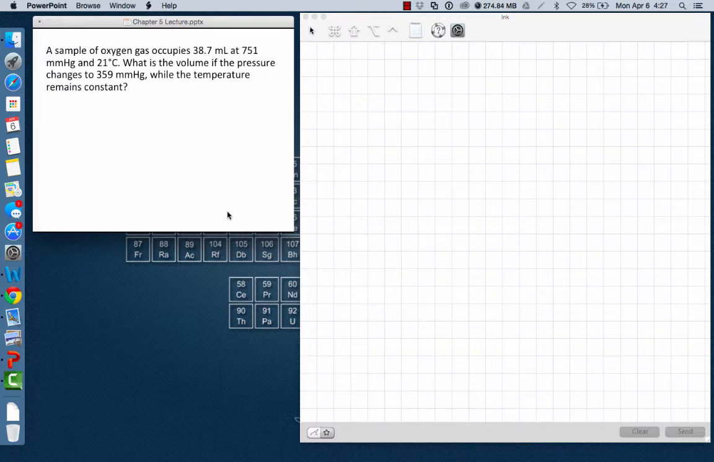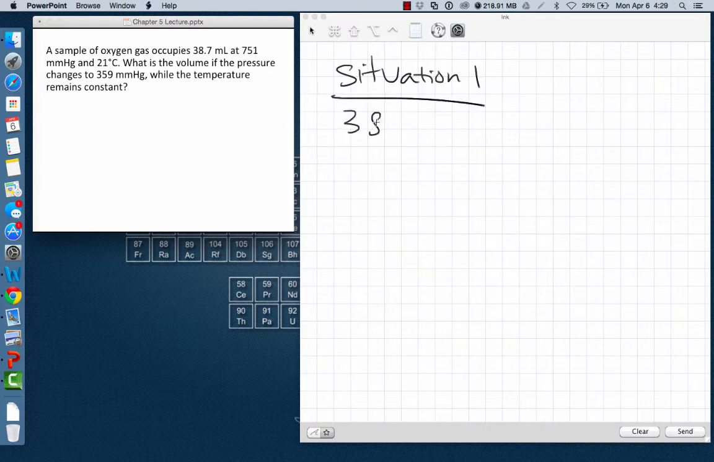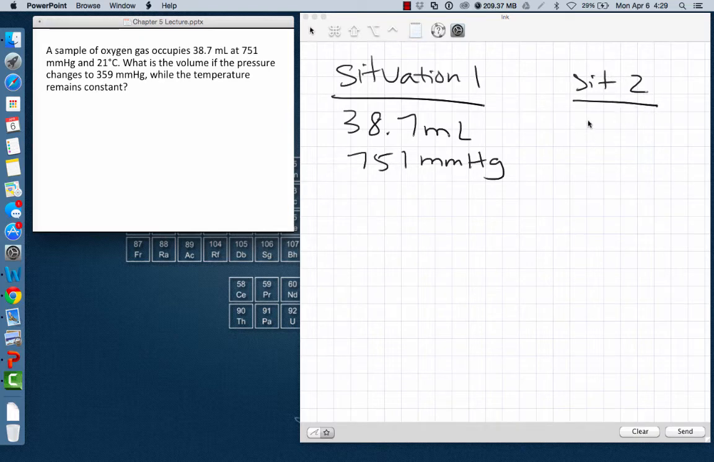A sample of oxygen gas. Okay, so we have 38.7 milliliters at 751 millimeters of mercury and 21 degrees Celsius. So if our temperature remains constant, we want to calculate the new volume. So if we take situation 1 to be 38.7 milliliters and 751 millimeters of mercury, and then situation 2 to be 359 millimeters of mercury.